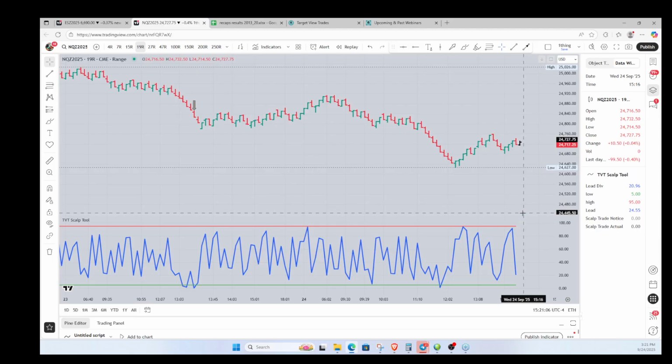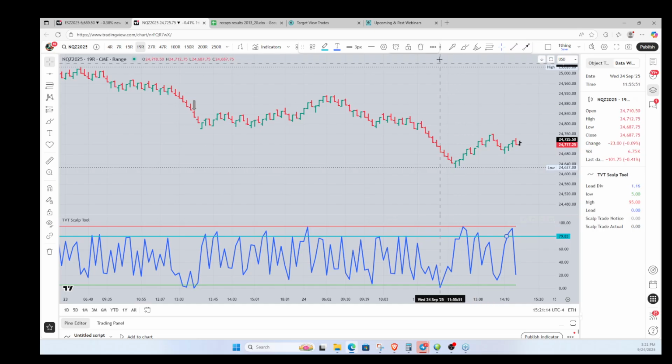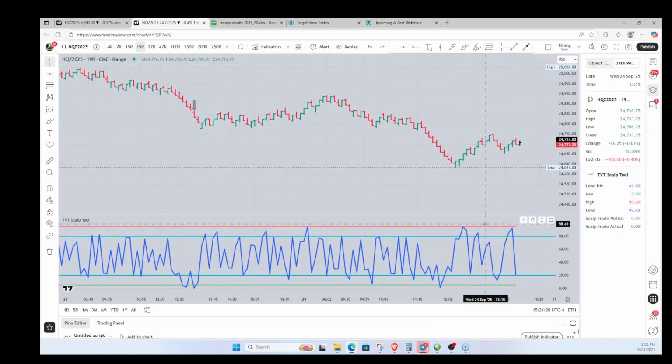So with this, the one thing you're looking for is when it goes into the overbought, which would be above 80. Let me put an 80 and a 20 on there for you so that is not confusing. There's an 80 and there's a 20. When it fades as it goes over this, you sell the open of the next bar. When it fades as it goes below this, you buy the open of the next bar.